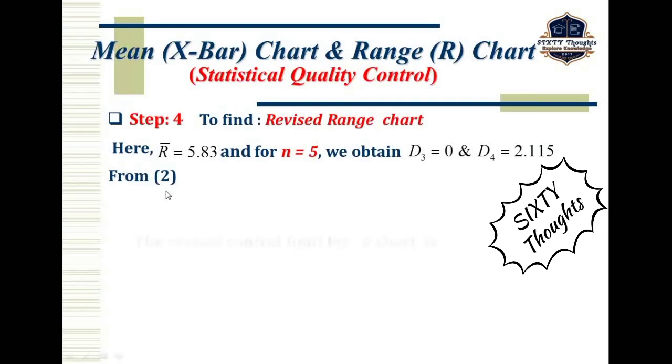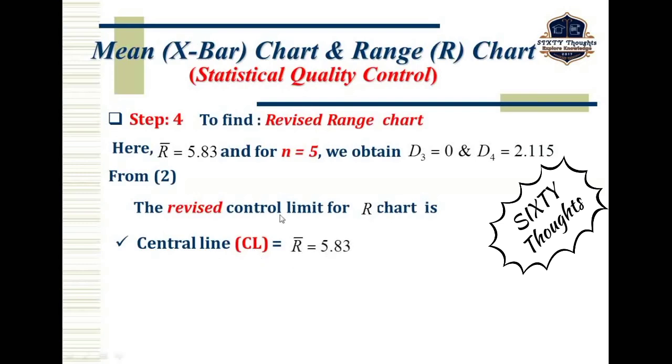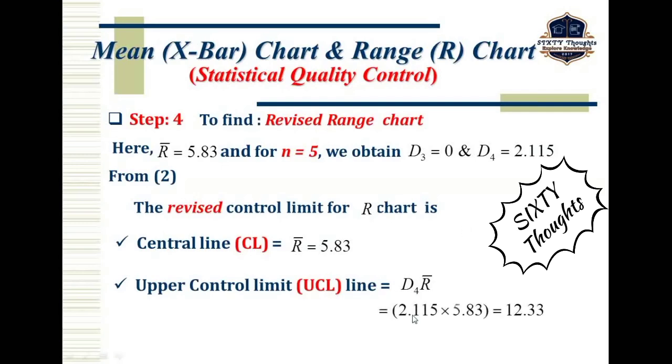From equation 2, the revised control limit for the R chart is written with the same formula. The central line equals the R bar value 5.83, and the upper limit is D4 into R bar, D4 value 2.115 into R bar 5.83. Simplify this. Then we find the lower control limit, D3 value 0.